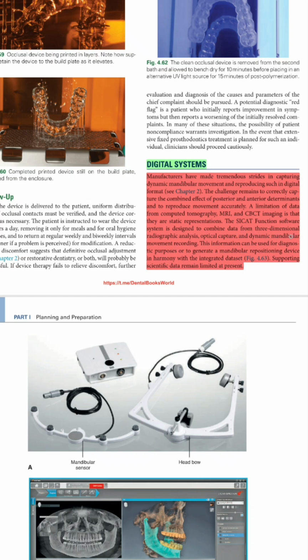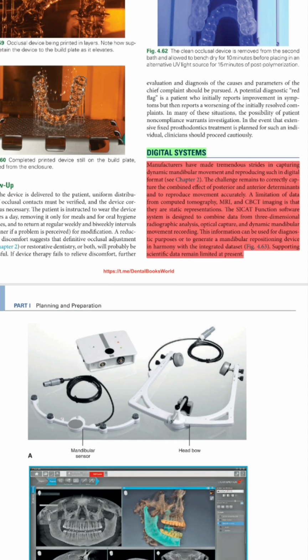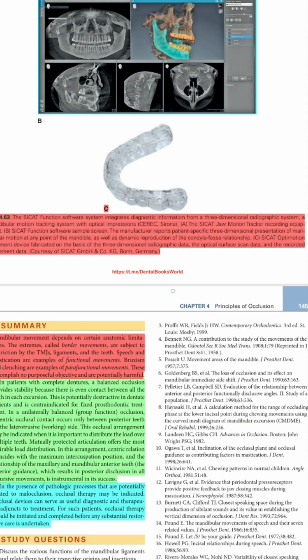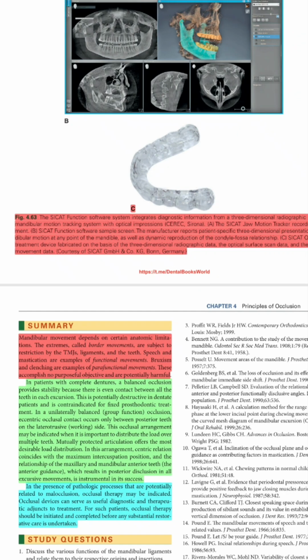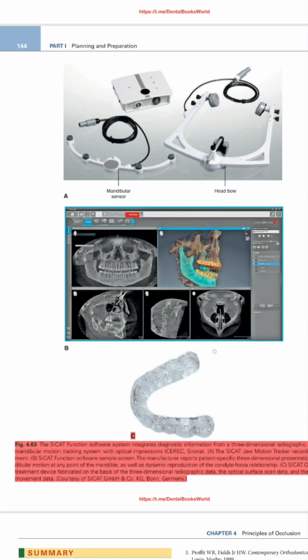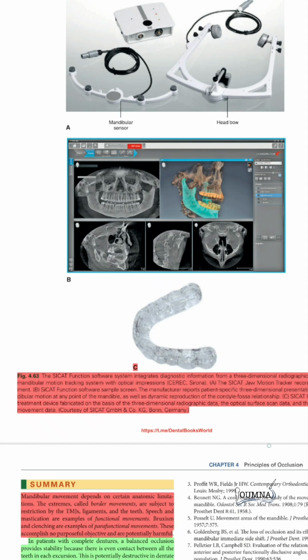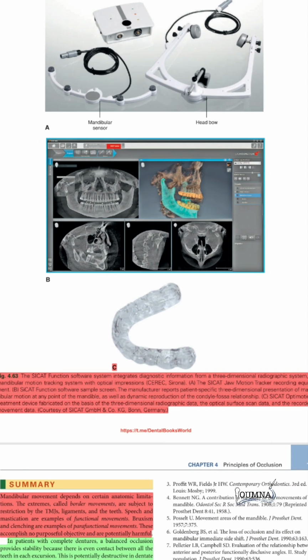Here is the CCAT function software system. It combines the data from the three-dimensional radiograph analysis and also a mandibular motion tracking system. And we get a dynamic reproduction of the condylar fossa relationship.